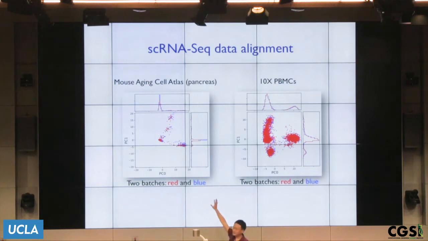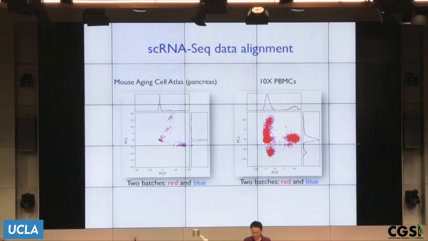So who thinks that the picture on the left here is a well-calibrated, normalized data set? Raise your hand. Let's say the batch effect has been removed. OK, about half the people. What about the one on the right? OK, a bit more people.